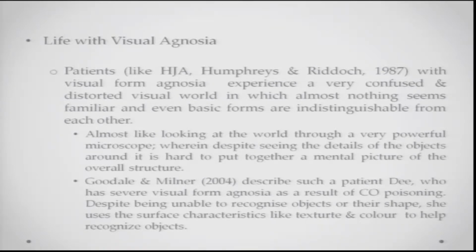Now, Goodale and Milner describe such a patient, Miss D, who had severe visual form agnosia as a result of carbon monoxide poisoning. Despite being unable to recognize visual objects from their shape, she could use surface characteristics like texture and color to help recognize objects. So, other modalities are working completely fine, it is just that they are not able to associate or integrate this information visually.